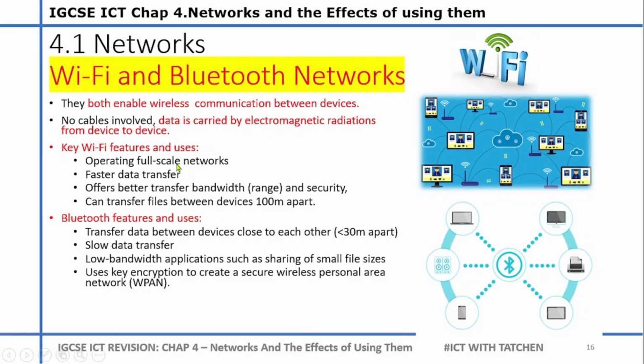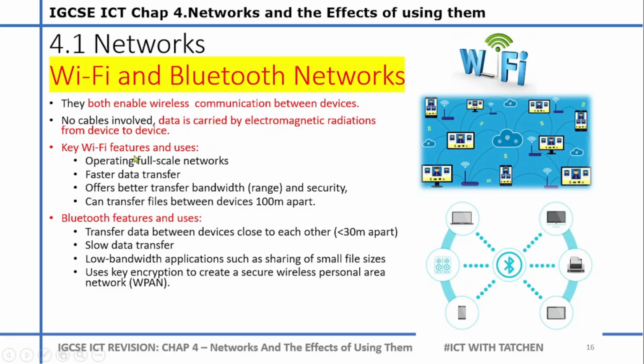Now, the next thing we want to look at is this particular type of network, wireless networks, that is Wi-Fi and Bluetooth. This is a very interesting type of network which is commonly used. This is an example of Wi-Fi, and here we have Bluetooth. They both enable wireless communication between devices, so we don't make use of cables. Data is carried by electromagnetic radiation from device to device. This is an illustration of the radiation. There is no contact between devices, but radiation carries your signals.